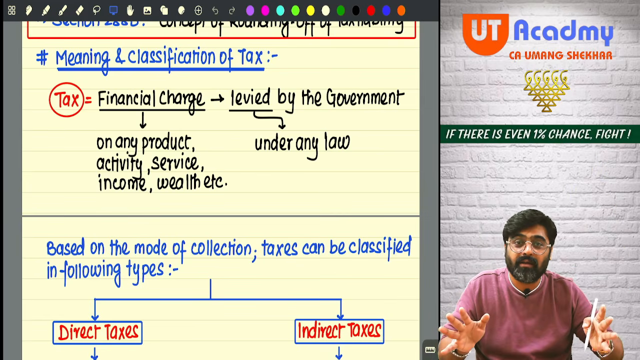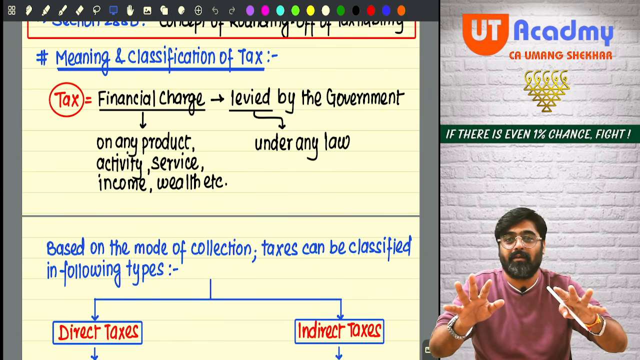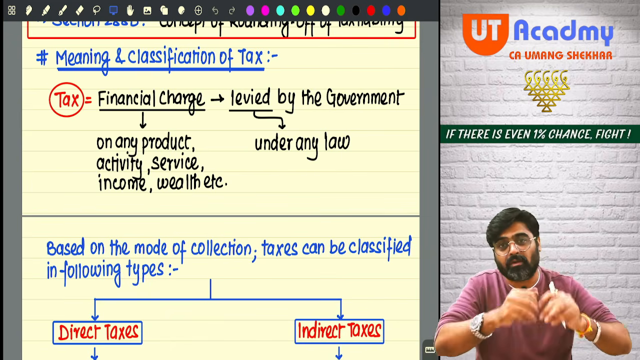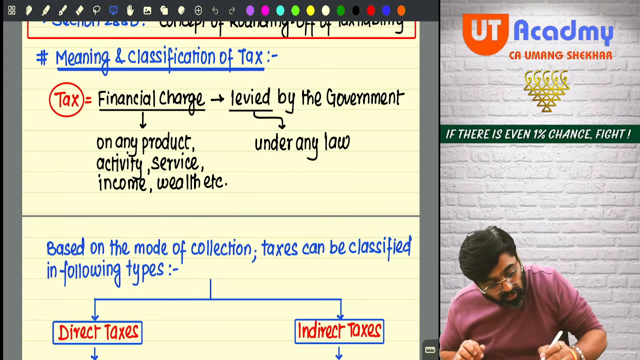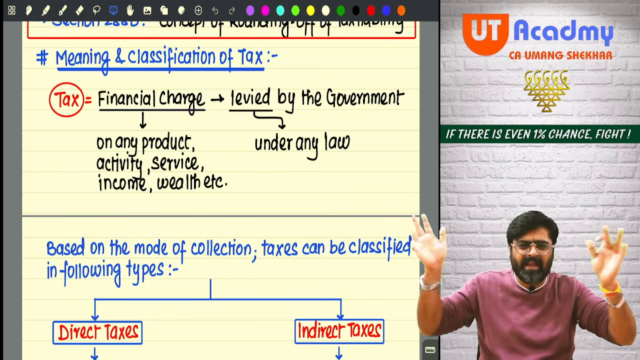So you name it and you have it. You name the thing, you are having a tax on it. So it can be a financial charge on anything, anything.